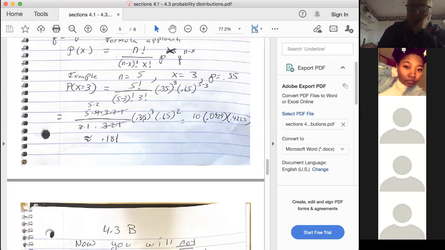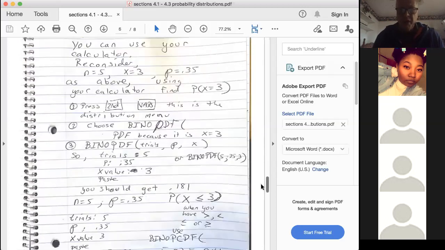And then I get my calculator out and I take 0.35 to the third. Rounding to 4 decimal places, I get 0.0429. I take 0.65 to the second. Rounding to 4 decimal places gives me 0.4225. And I multiply it together. And I get about, to 3 decimal places, again depending on what the directions say, 0.181. Any questions?